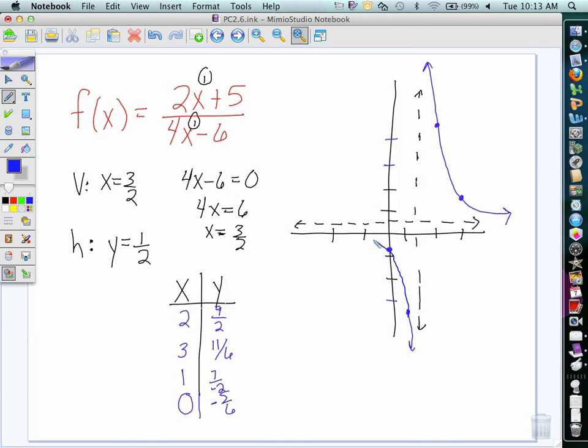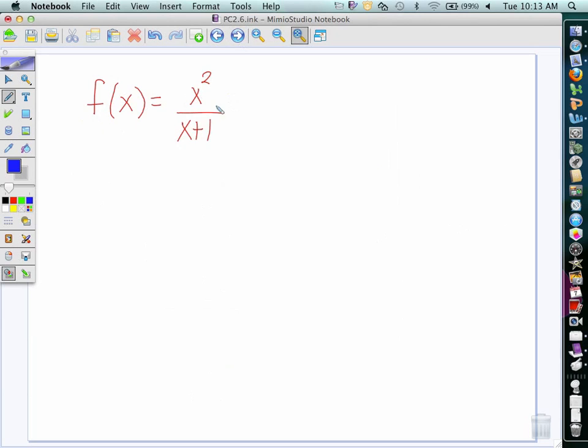Your graph is going to slowly approach the asymptote and also pass through those 2 points. And that is the graph of this rational function. And these are the most important parts right here.